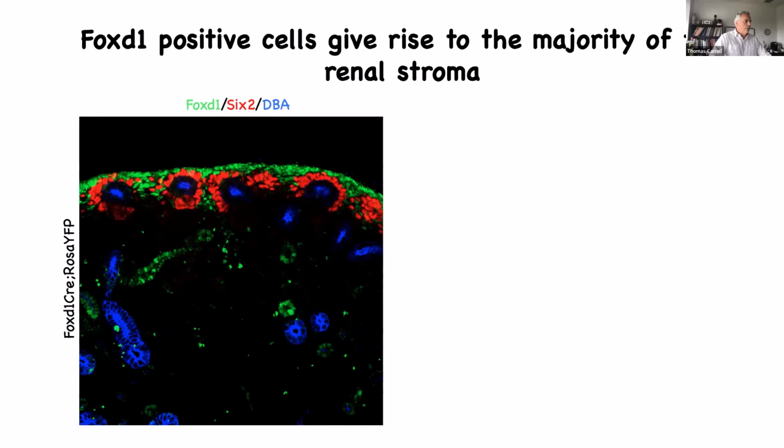And surrounding the ureteric bud tips are the nephron progenitor cells. These are the stem cells that will give rise to the nephron itself. And then sitting cortical and surrounding the nephron progenitor cells is the FOXD1 labeled stroma.